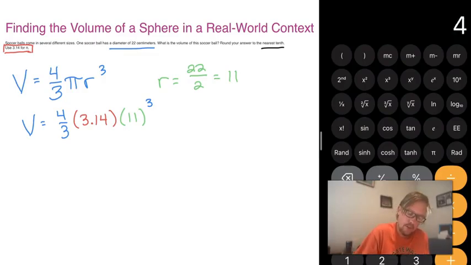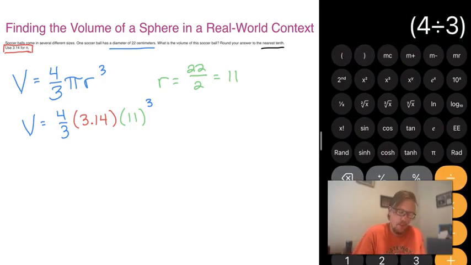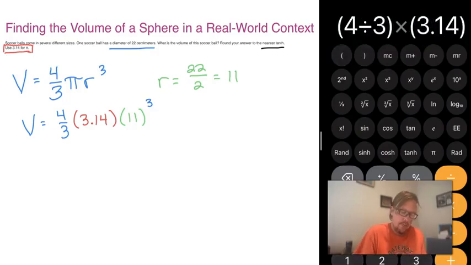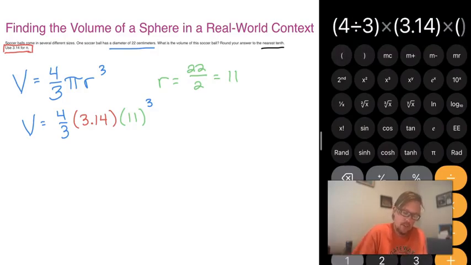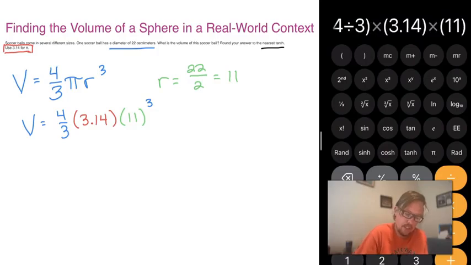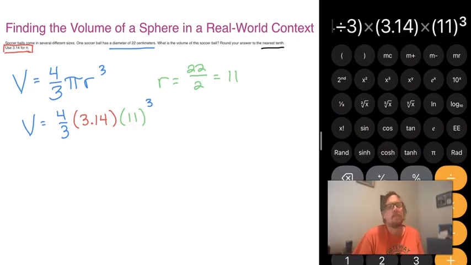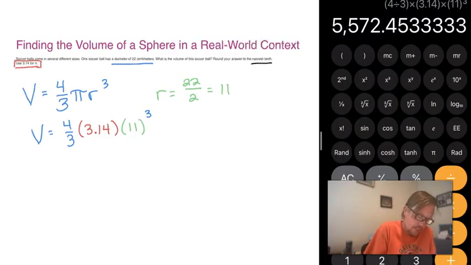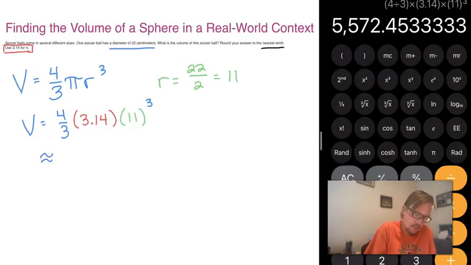So I'm going to do 4/3. Oops, forgot my parentheses. Gotta have parentheses. You're going to have a bad time trying to put fractions in like that. So 4/3 pi, and then I'm going to do times 11 cubed, sorry. 4/3 times pi times 11 cubed. And my answer is about 5,572.45, and then a whole bunch of threes.